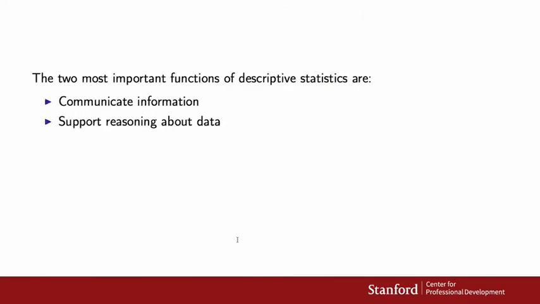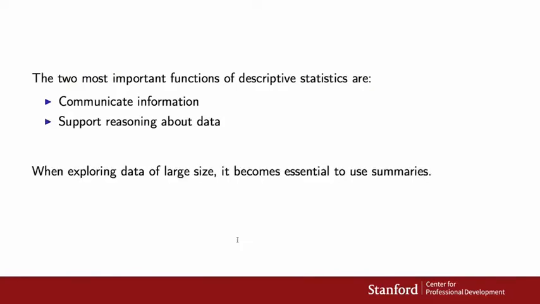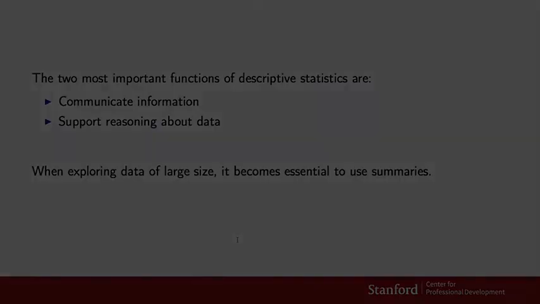So while descriptive statistics has a number of uses, the two most important functions are to communicate information and to support reasoning about the data. Also, when the data are really large, then it becomes essential to use summaries because there's simply no other way to look at the data or to use the data.